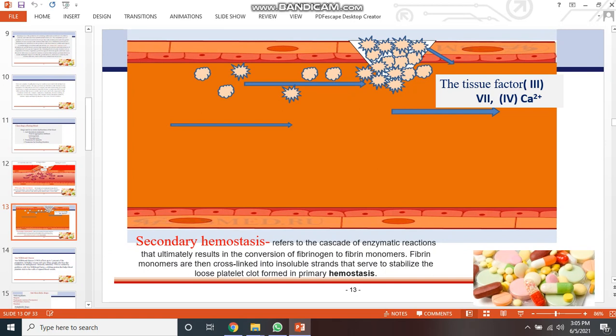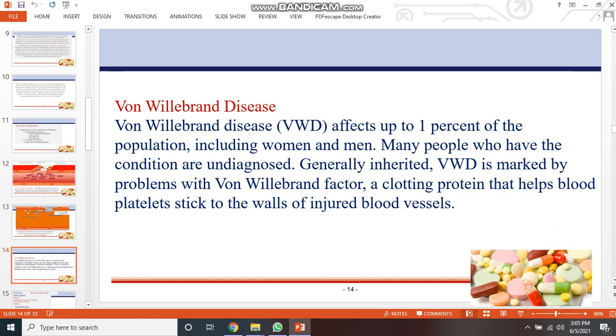hemostasis refers to the cascade of enzymatic reactions that ultimately results in the conversion of fibrinogen to fibrin monomer. Fibrin monomers are then cross-linked into insoluble strands that serve to stabilize the loose platelet clot formed in primary hemostasis. Von Willebrand disease, VWD, affects about 1% of the population, including women and men. Many people who have the condition are undiagnosed. Generally inherited, von Willebrand disease is marked by a problem with von Willebrand factor, a clotting protein that helps blood platelets stick to the walls of injured blood vessels.